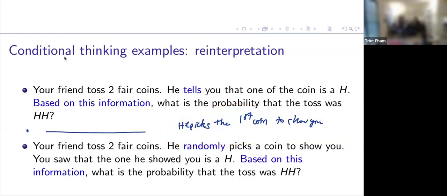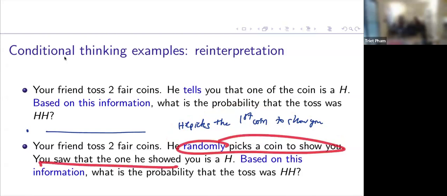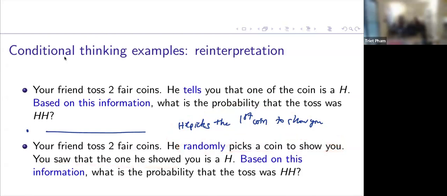But here, he can also randomly pick a coin to show you. And the one he showed you is a head. Is that okay? That's actually the second bullet point. So there's no order in terms of how the girl comes in, older or younger. Well, that still comes out to be one half. All right. Any other question?